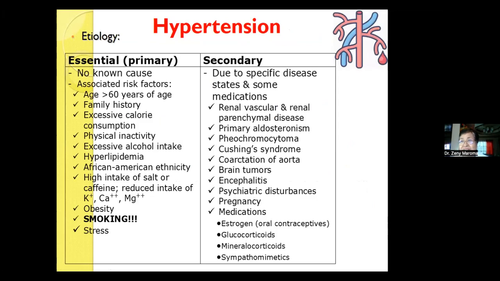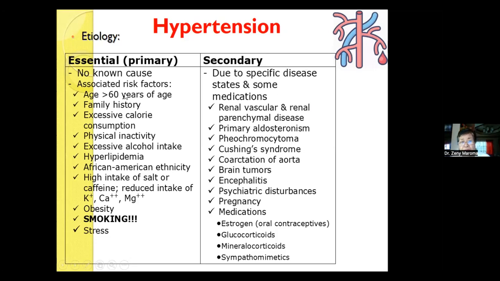And what are the classifications? The classification of hypertension kanina is stage 1, stage 2 according to BP reading. Ngayon, types of hypertension according to etiology. Essential, no known cause. 90% of the cases of hypertension is essential or primary. Secondary, due to specific disease states and some medication. 10% are secondary, 90% essential.